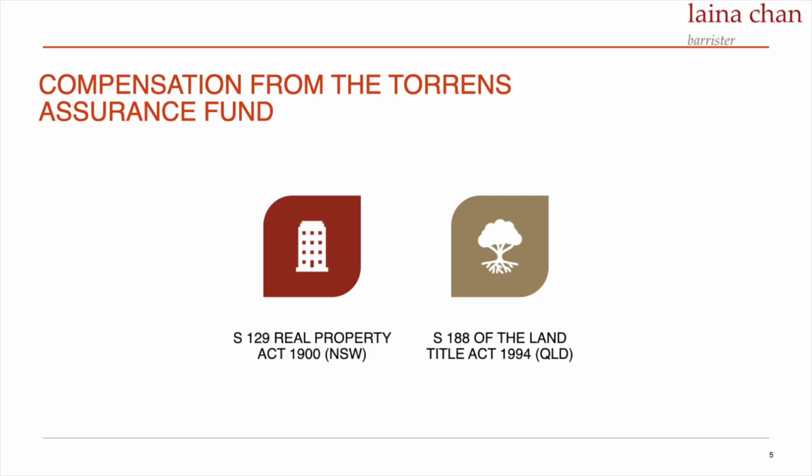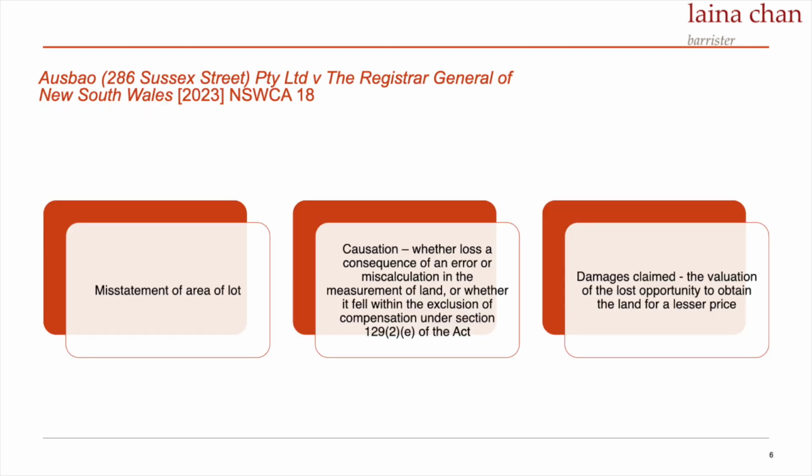I've divided the talk into various categories, and the first category is cases. There are 3 cases that have been handed down that deal with compensation from the Torrens Assurance Fund. I think 2 cases are from New South Wales, but 1 is from Queensland. This case is quite interesting.